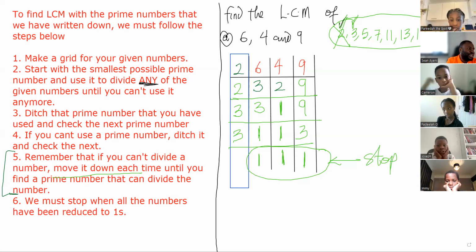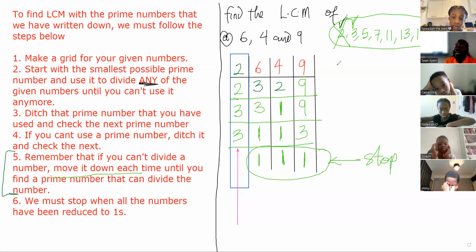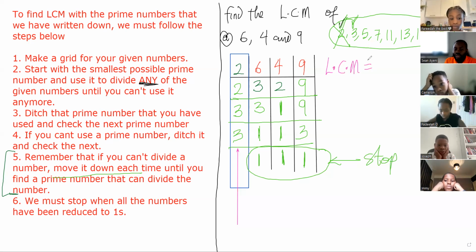Now, let me tell you, how do we find our LCM? I believe someone should be able to guess. How do we find our LCM now? Yes, Ujola? Our LCM is all those primes that are inside that box. We multiply them by one another. So my LCM is what?